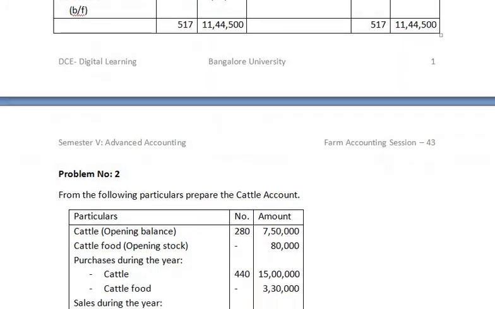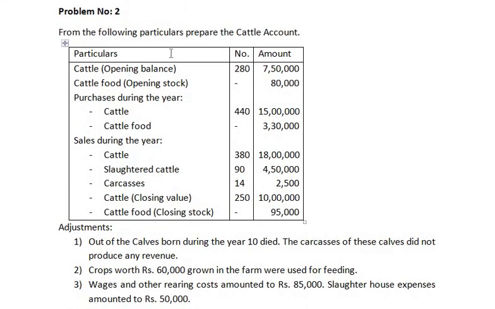Let us see the next problem. From the following particulars, prepare cattle account. Cattle opening balance has to be debited to the cattle account. Cattle food has to be debited to the cattle account. Purchases during the year, cattle and cattle food, this has to be debited. Sales during the year, cattle has to be credited. Slaughtered cattle, carcasses, cattle closing value, cattle food closing value, this has to be credited.